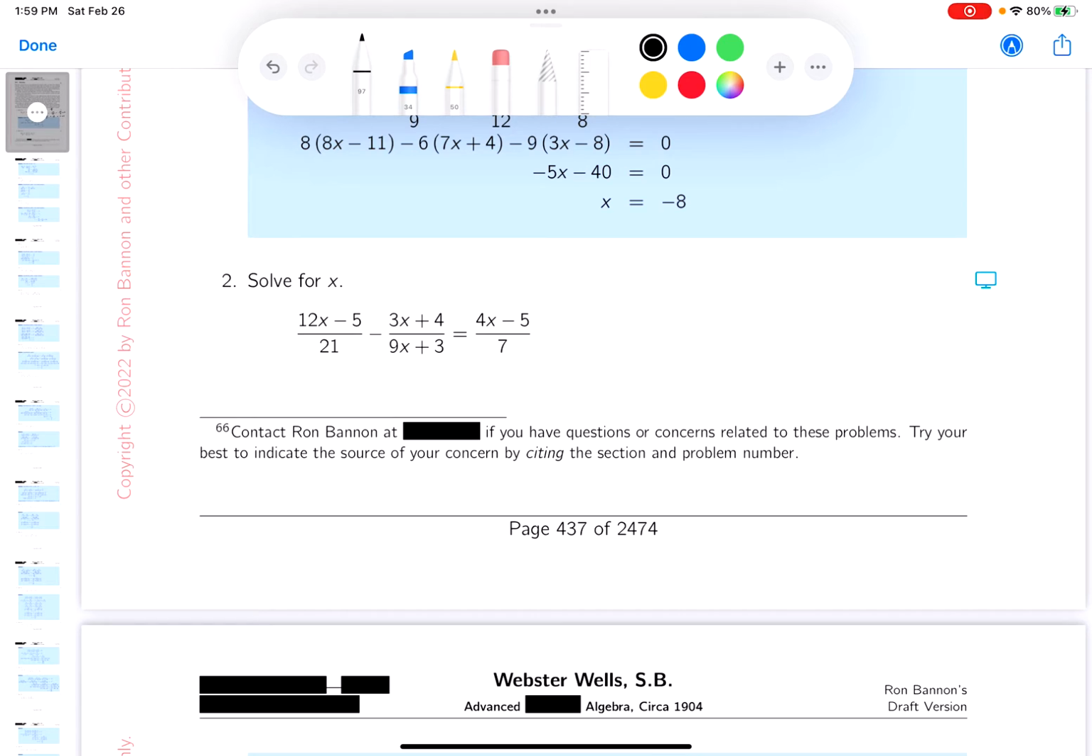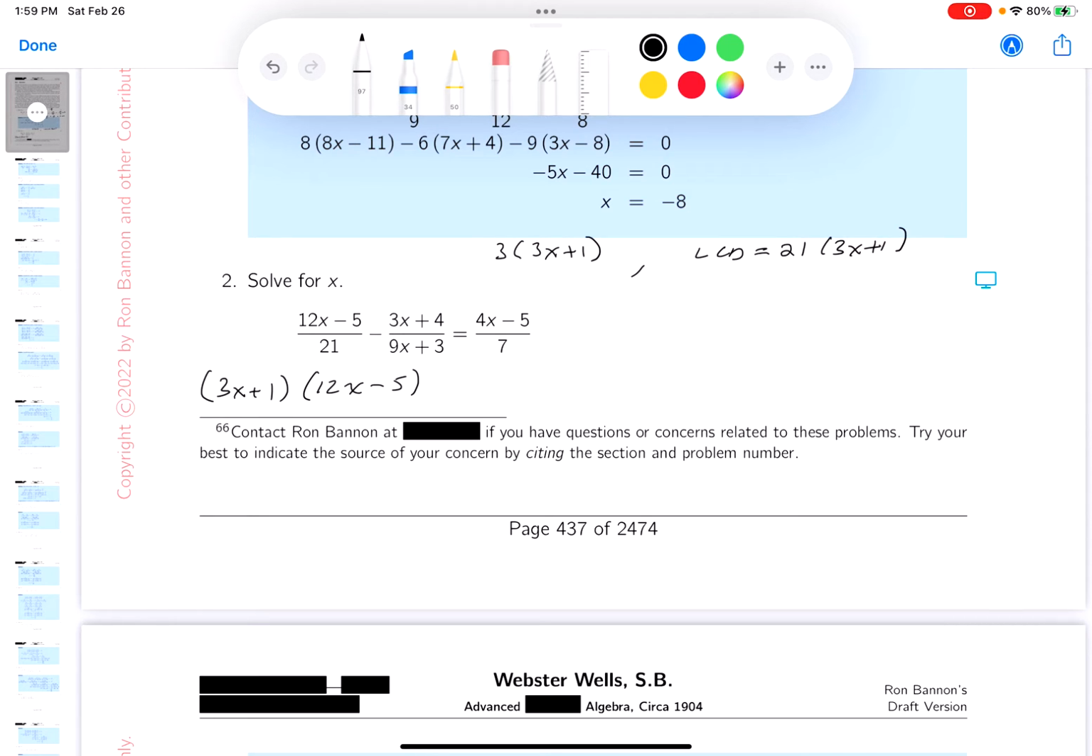Okay, let's get the LCD. And to do that, I do want to point out that 9x plus 3, you probably should factor that first. It would be 3(3x plus 1). And certainly looking at it, I'm going to say the LCD now is 21(3x plus 1). So let's do this. See what you get. You get 12x minus 5. And let's see, 21s would cancel and you get 3x plus 1.